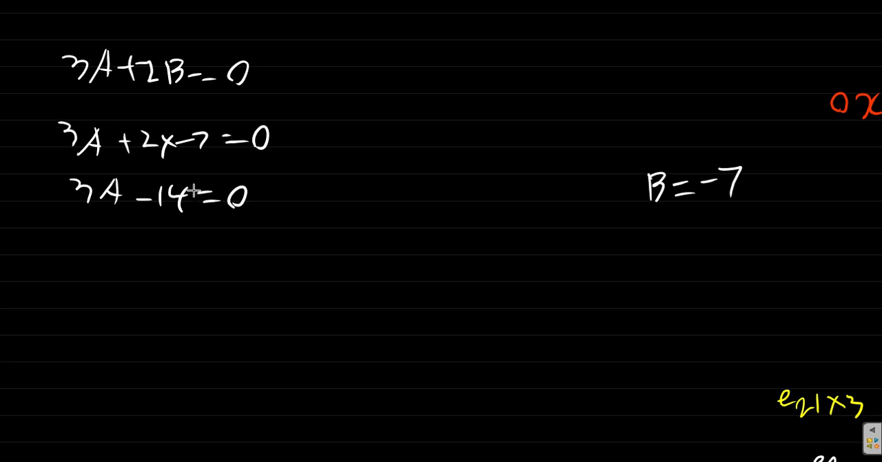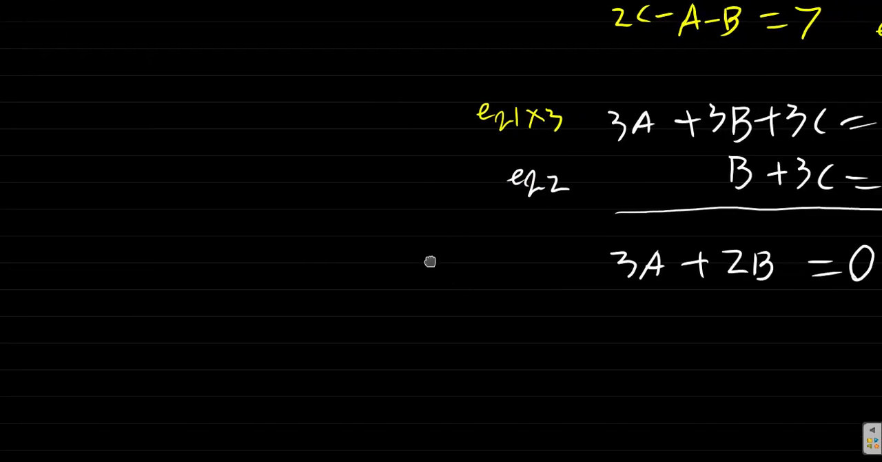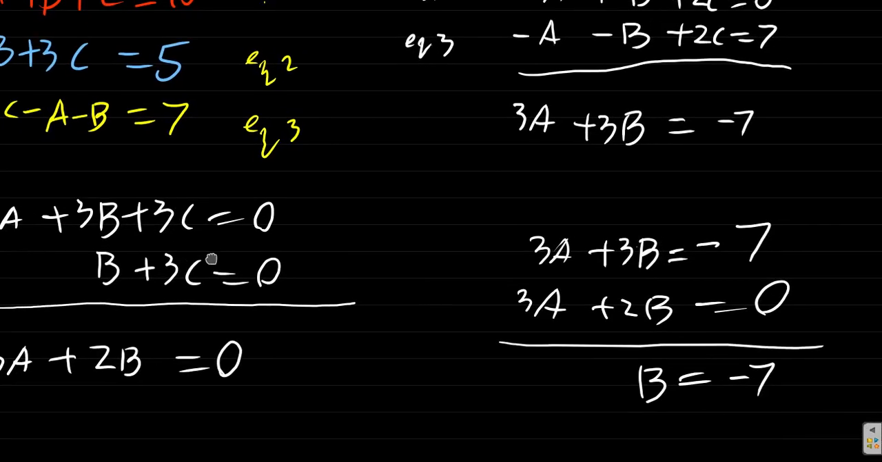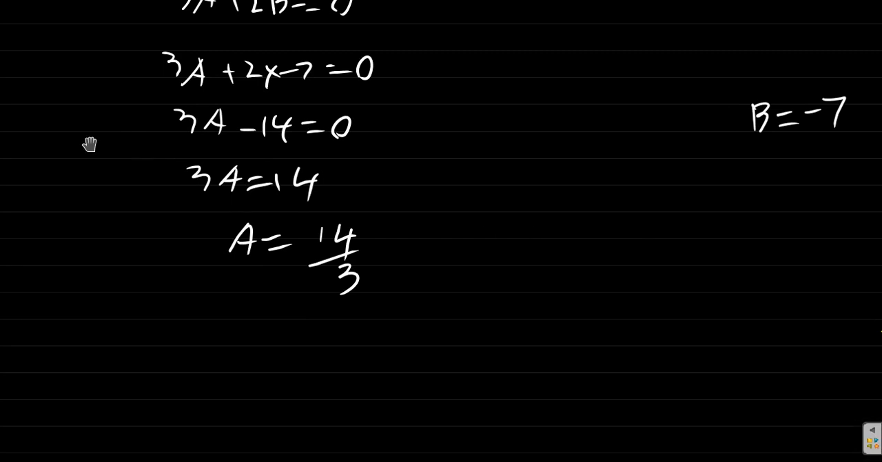So that means 3a is equal to 14. So a would be 14 over 3. Alright? So a is 14 over 3. And we know that b is negative 7. B is equal to negative 7.